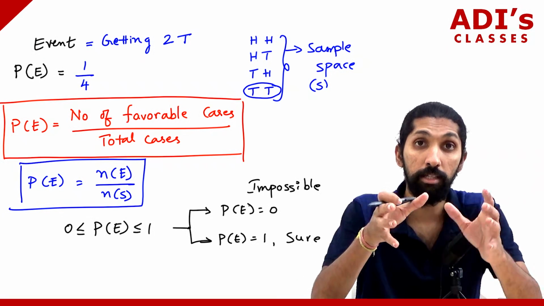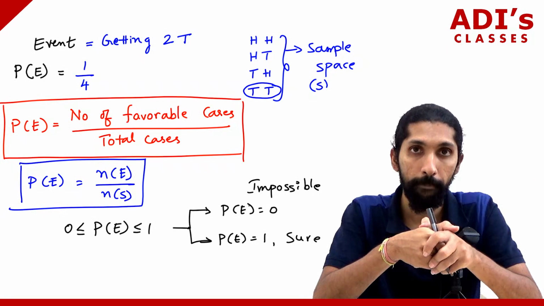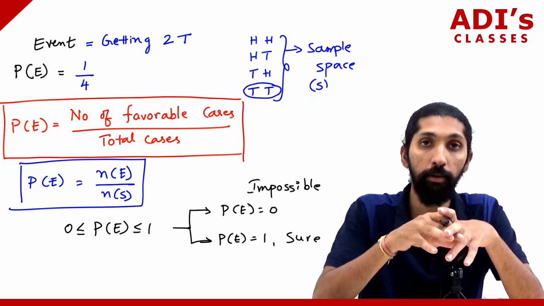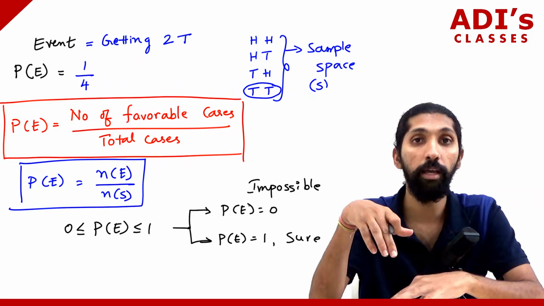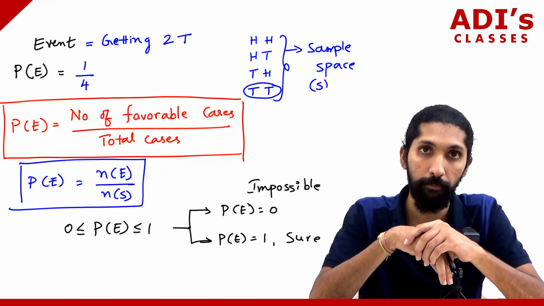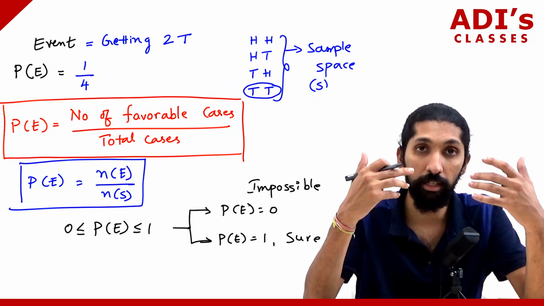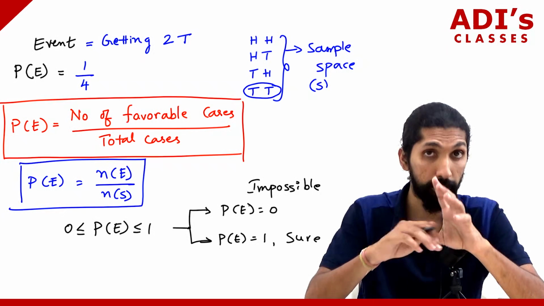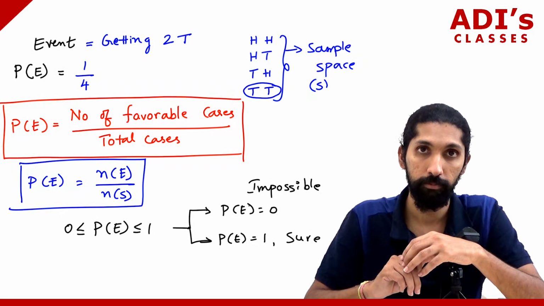So these are definite cases. That's why we don't say it's a chance, because probability is all about chance. Whenever we have P of E equal to 0 or P of E equal to 1, we are looking at two definite cases. That's why there is no probability; it's a definite case. But anywhere in between, we have a chance.